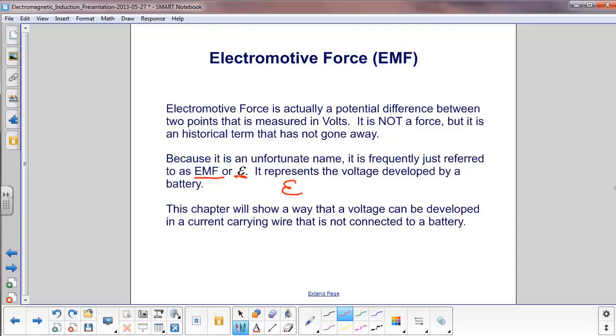It basically represents the voltage developed by a battery. We talked about that last chapter when we had the terminal voltage of a battery is equal to its EMF minus the current times the internal resistance. Now we're going to show another way a voltage can be developed in a current carrying wire, but without a battery.